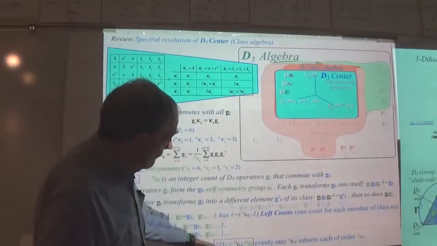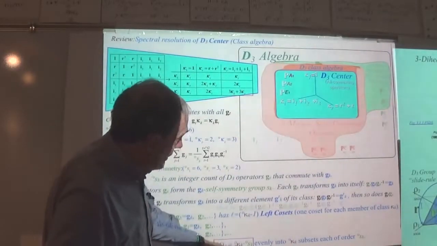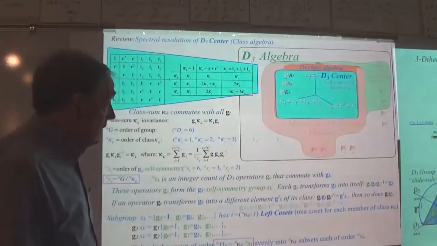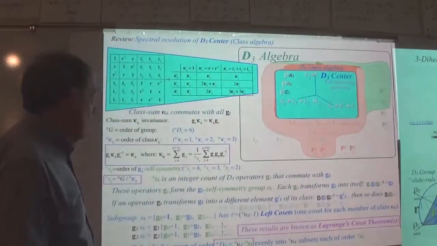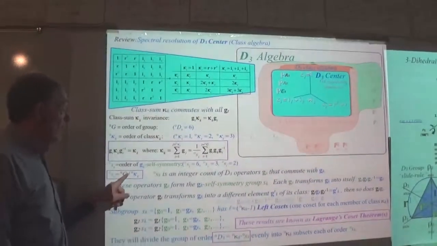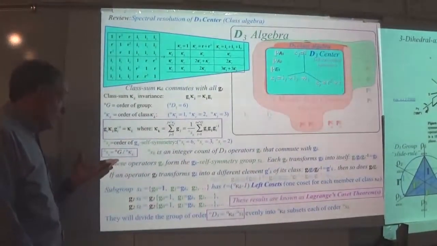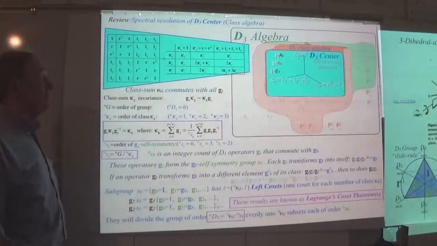This is the idea here. The order of the group is equal to the order of self-symmetry times the order of the class that goes with it. It divides it evenly into subsets of each other. So the result is that this, the ratio of the order of the class, also has to be an integer and is the order of the self-symmetry.